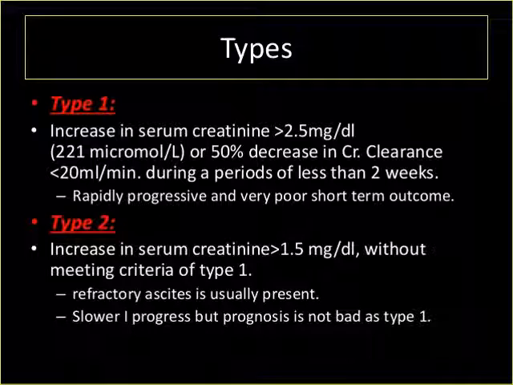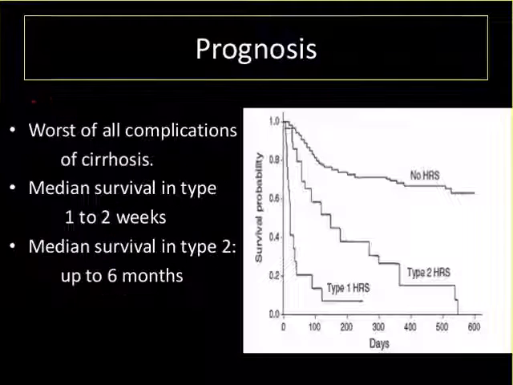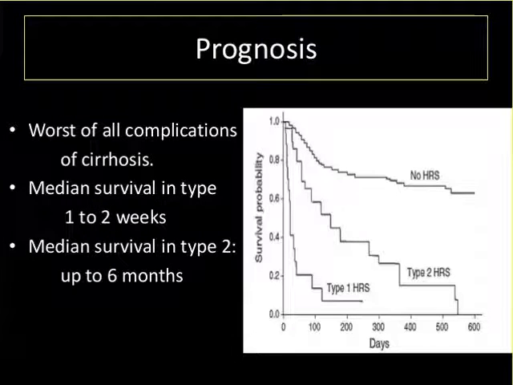While type 2 is an increase in serum creatinine more than 1.5 milligram per deciliter without meeting criteria of type 1. And in this type, there is refractory ascites, and this type 2 is slower progressive than type 1, and prognosis is not as bad as type 1. As we found, type 1 is worse than type 2.